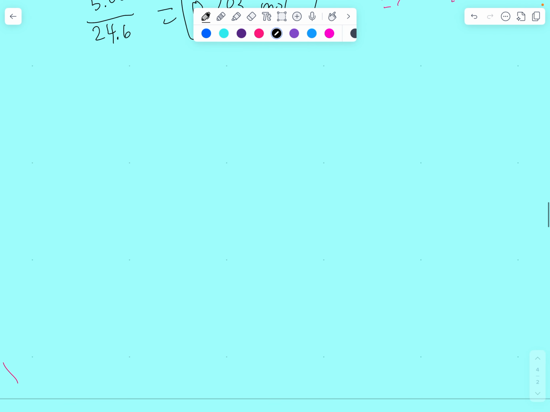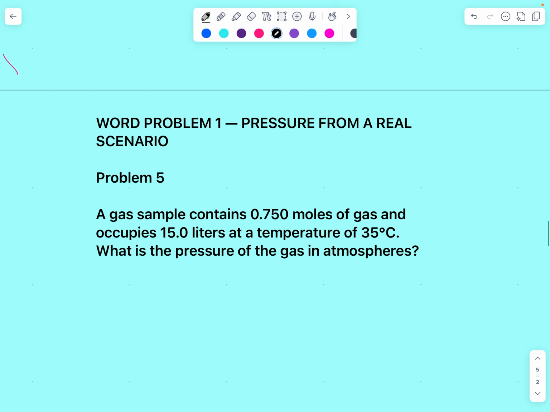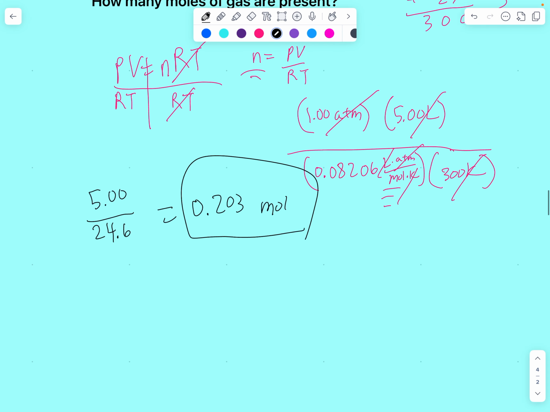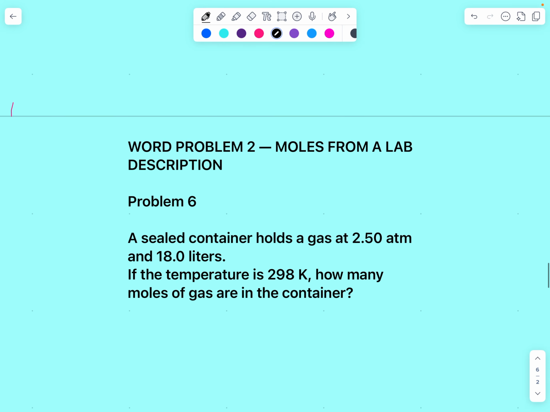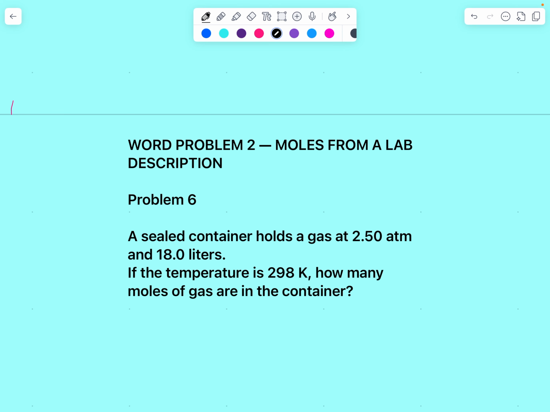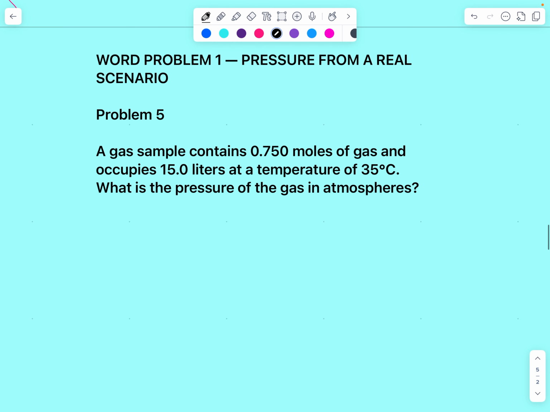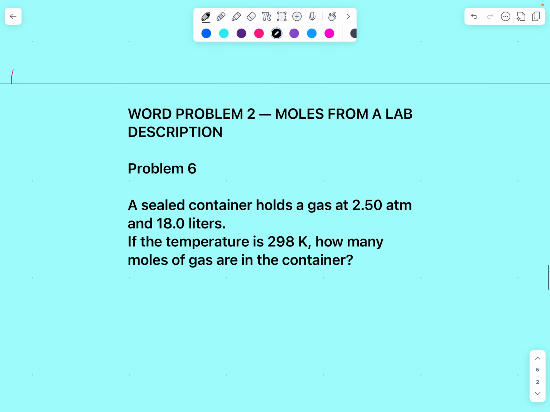Let's try this problem. Where is it? Maybe I skipped one. Okay, there we go. So, for this one, we have a sealed container that holds a gas at 2.50 atm and 18 liters. If the temperature is 298 Kelvin, how many moles of gas are in the container?